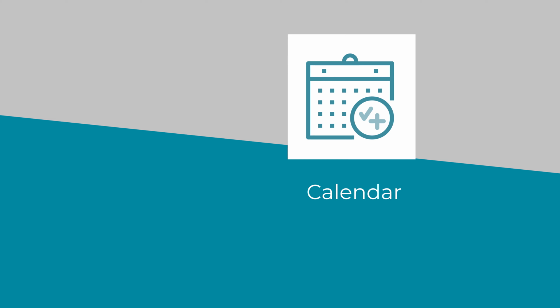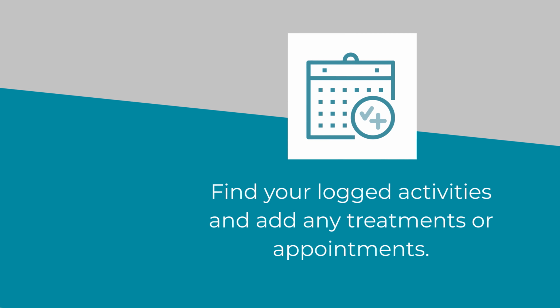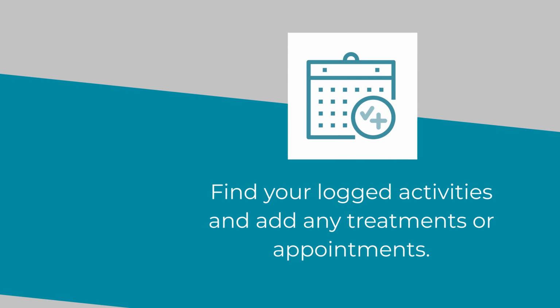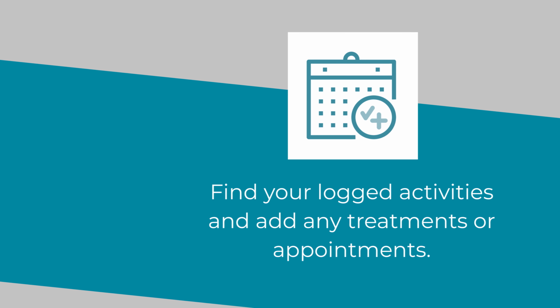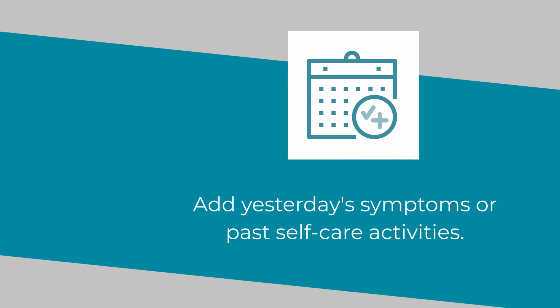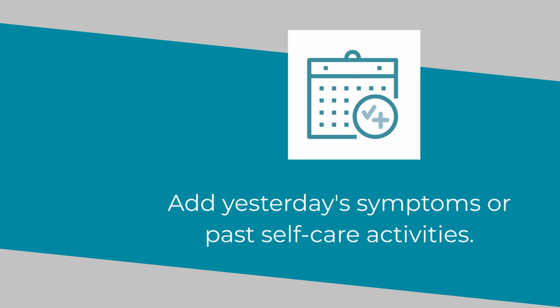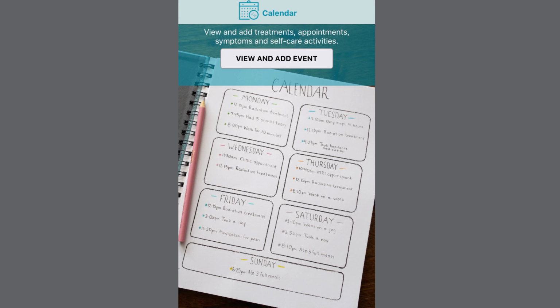Now we will go check out the Calendar section of the app. In this section, you can find your previously logged symptom and self-care activities, but you can also add in any treatments or appointments. You may also put in yesterday's symptoms if you forgot to do so, or past self-care activities. First, you will click on the View and Add Event.